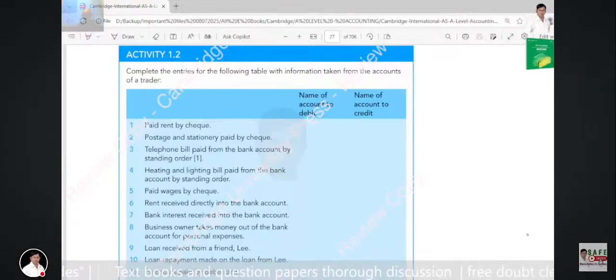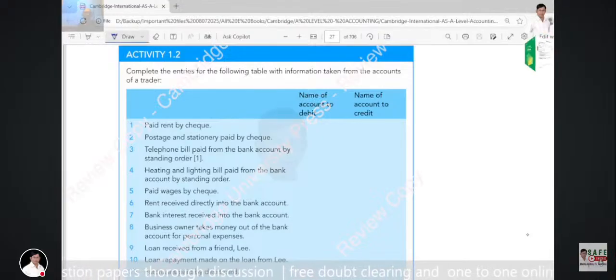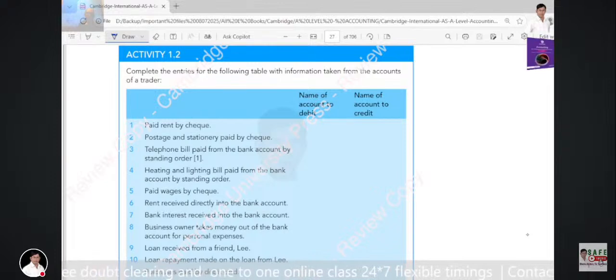So, dear friends, let's continue with activity 1.2. This is from David Hopkins' latest book. Complete the entries for the following table with information taken from the accounts of a trader. So, name of accounts to debit, name of accounts to credit. What you do basically, you start with your own, you see the question and answer yourself. Then you can compare with the answers whether you understood or not.